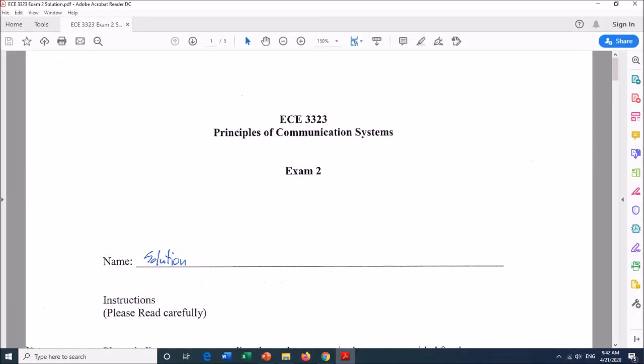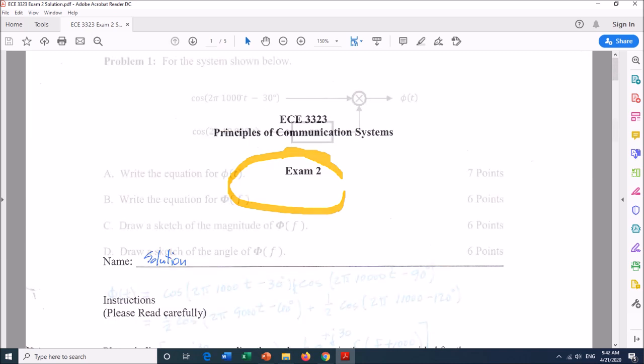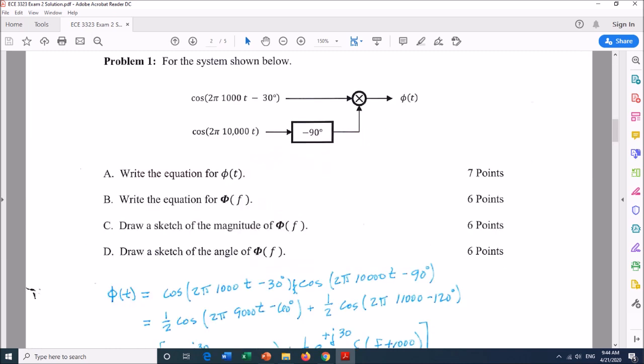Circumstances prevented me from returning your last exam to you, so I would like to go over my solution for exam number 2, so you'll see what I was looking for on that exam. Now, the first question, this is a form of double sideband amplitude modulation.